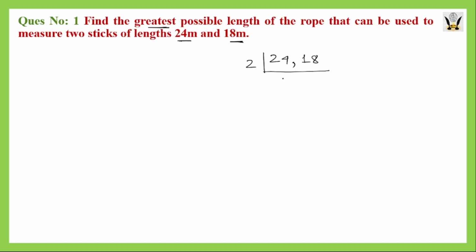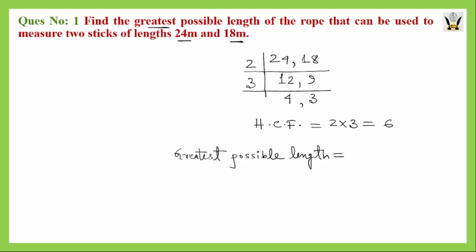If we do that, then the HCF of these two numbers will be 6. We know that rule. And the greatest possible length of that rope will be 6 meter. Now if we measure with this rope of length 6 meter, then for this stick we have to repeat the process 4 times, and for this one 3 times. And there is no other factor of 24 and 18 which is more than 6.